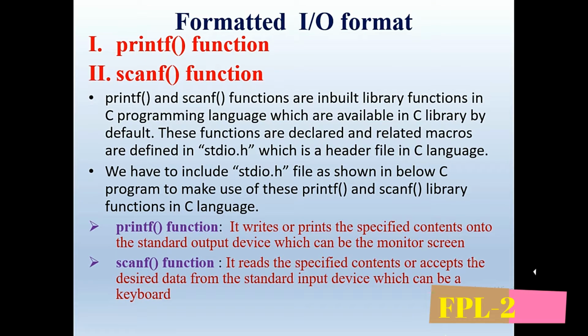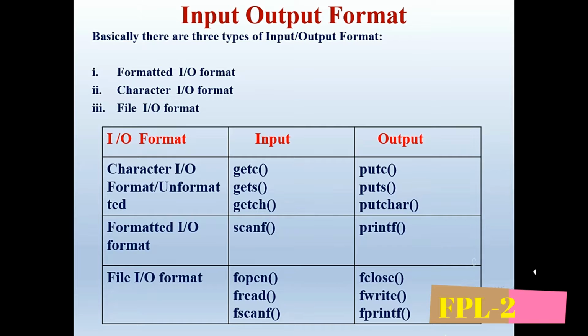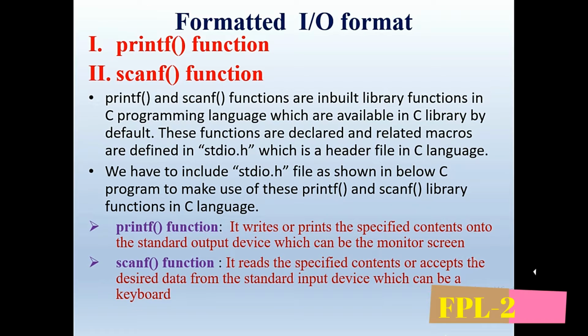Now we'll switch to the different input output functions present in C language. There are basically two types of IO functions, that is formatted and unformatted IO functions. The printf and scanf functions are formatted IO functions, meaning we can format whatever data we want to see on the output screen on the monitor, or whatever data we want to take from the user. We can take that according to our choice, or we can display that according to our choice.